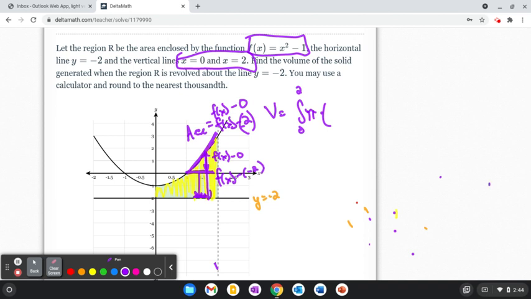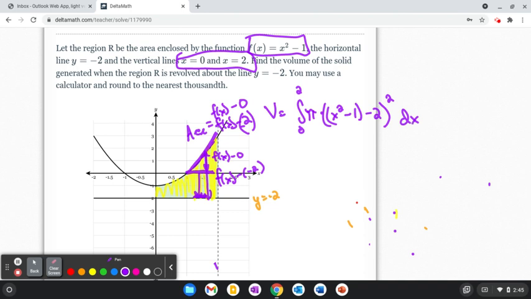So then when I plug this in for my radius, it's going to be x squared minus 1 minus 2, squared. Okay, that whole thing is going to be squared, dx. So hopefully that kind of makes sense. I'll try to do another one that's similar to that.